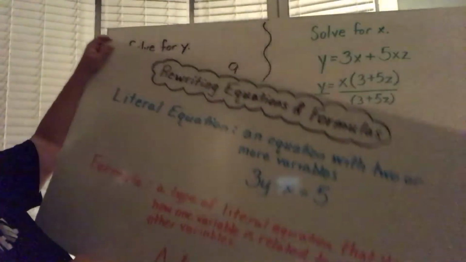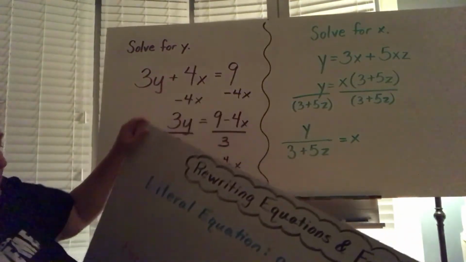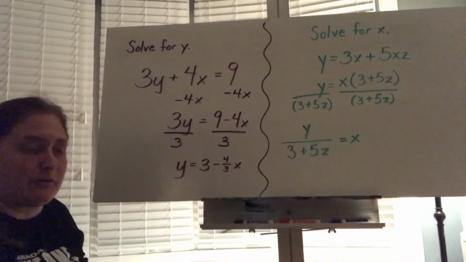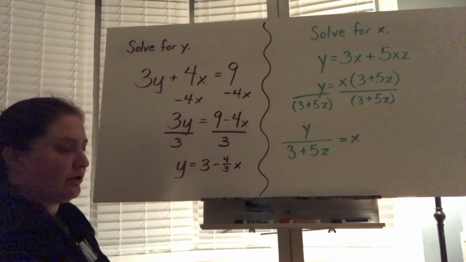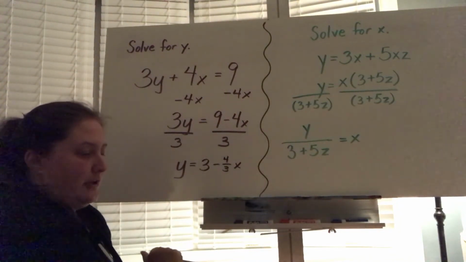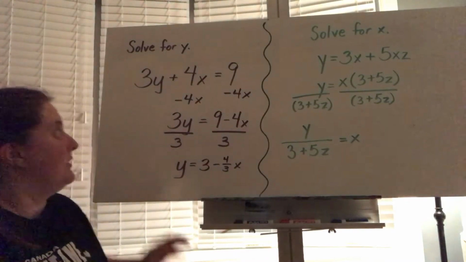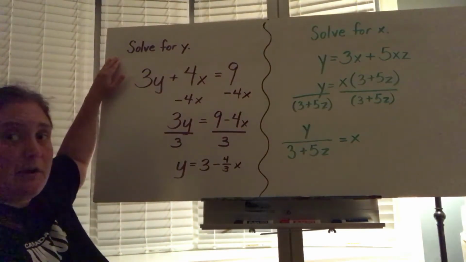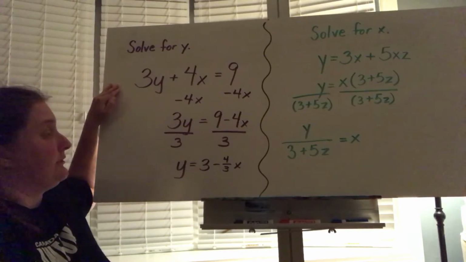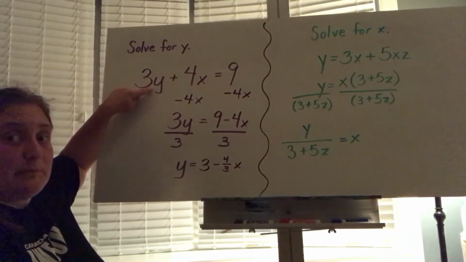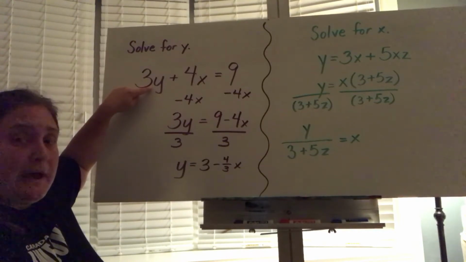So let's first talk about rewriting equations. Sometimes for various reasons, we want to rewrite an equation in terms of another variable. In this first equation, they're asking us to solve for y. So we start with the equation 3y plus 4x equals 9, but we want to solve for y. So we want y to be isolated by itself.